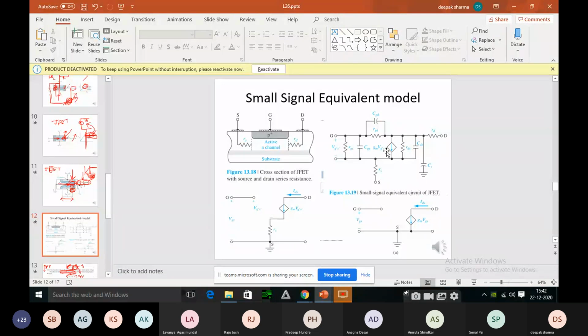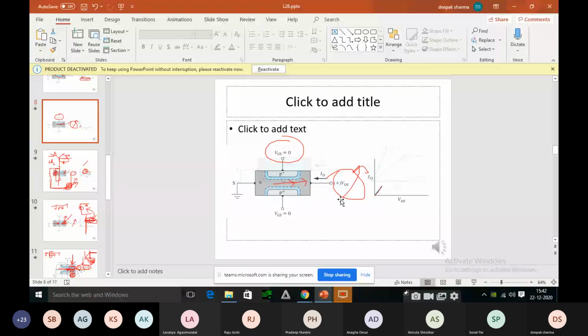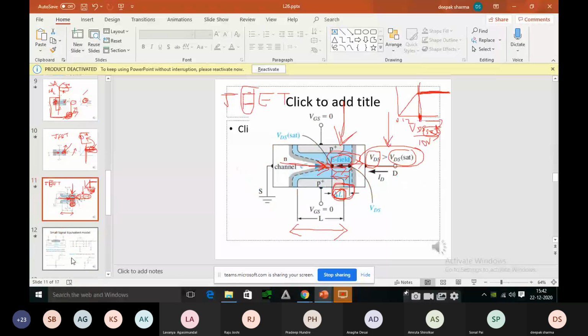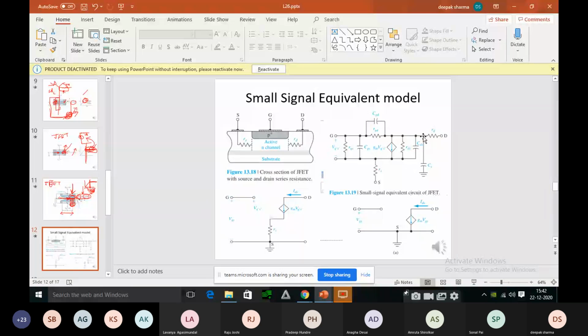Why are we writing a constant current source here? From where to where is it shown? It is shown from drain to source. As we have seen earlier, the current will flow from drain to source. Electrons will move from source to drain, so current will move from drain to source. In view of that, we are taking the constant current source from drain to source.